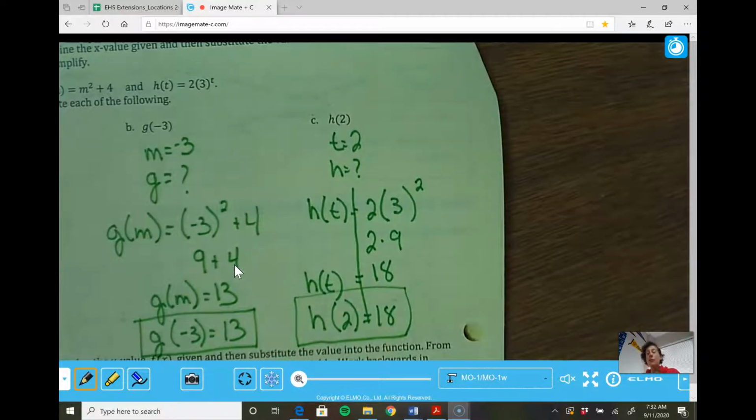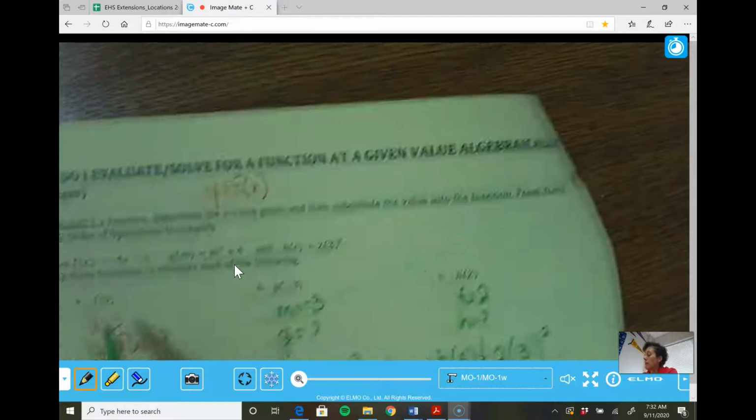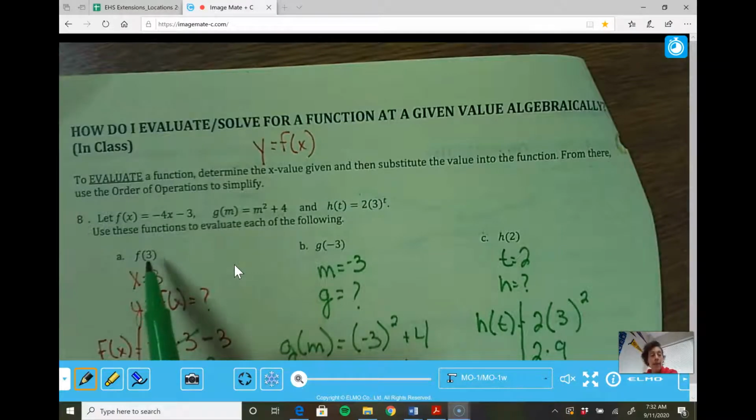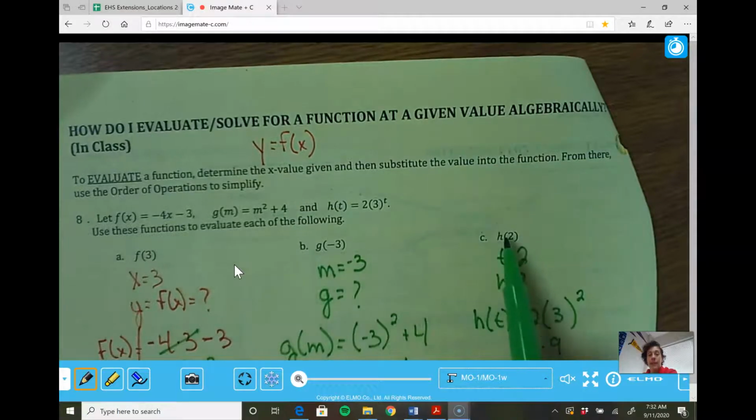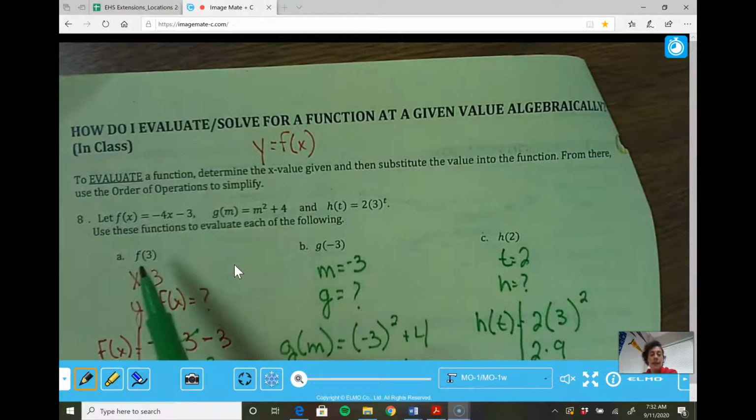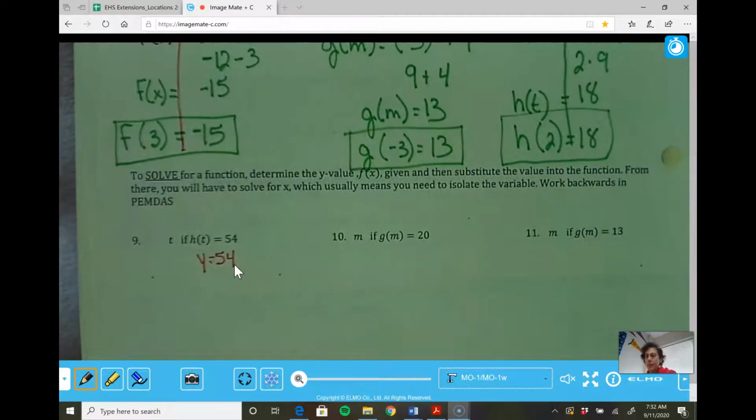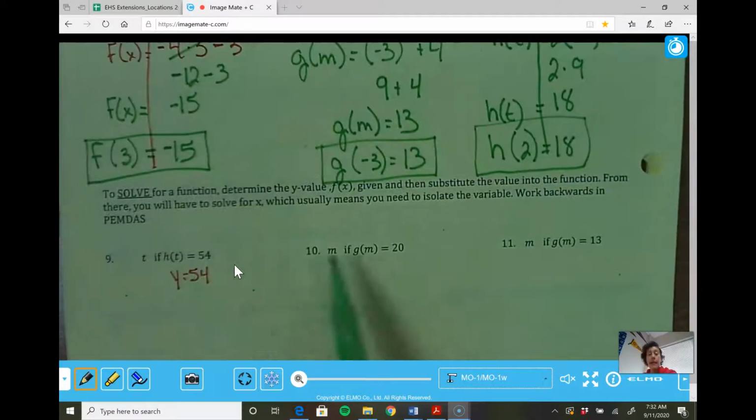All right, so this was all evaluating. Again, when you evaluate, the number is in the parentheses. All right, going to number 9, 10 and 11. So now the number is outside of the parentheses.